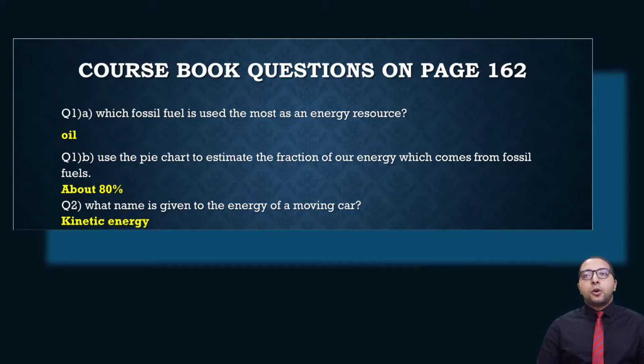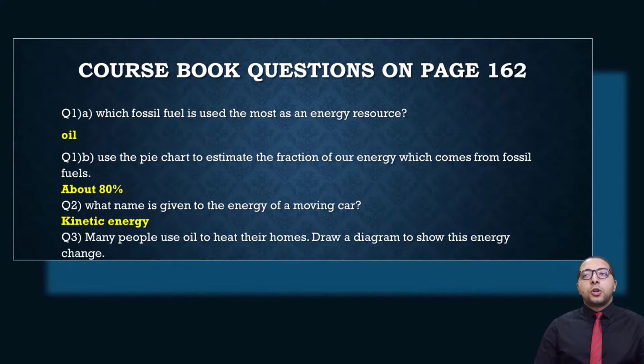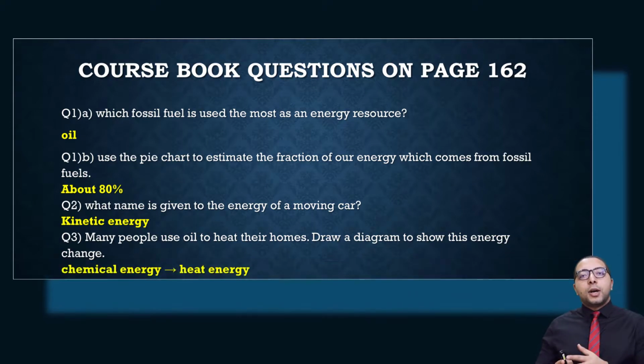Many people use oil to heat their homes. Draw a diagram to show this energy change. When we heat or burn the oil to get heat, we're changing a chemical energy which is stored inside the oil to thermal energy, which is the heat energy.